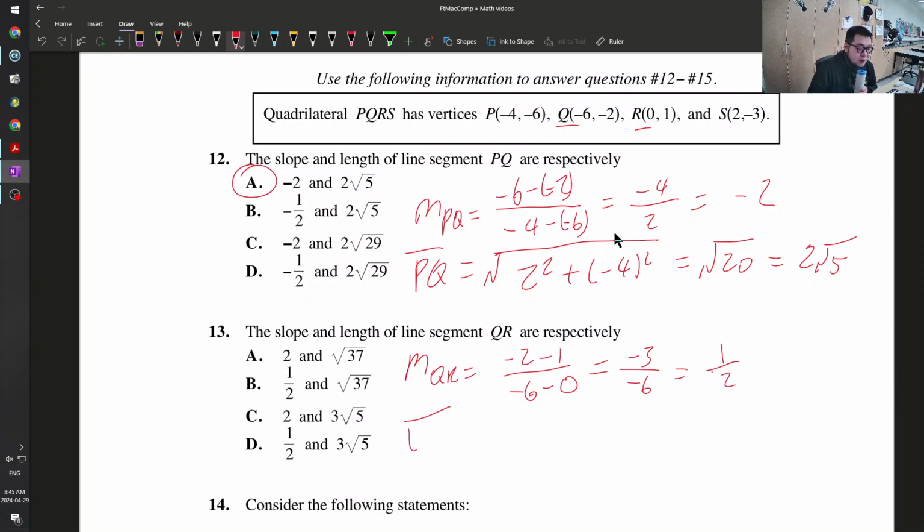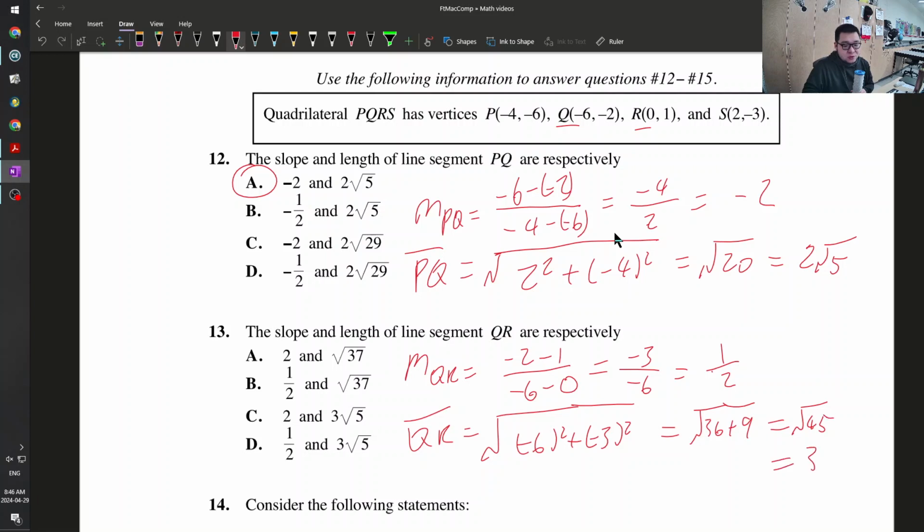Okay, line QR. And again, I'm going to be lazy. This is y2 minus y1, and then this is x2 minus x1. So I just do negative 6 squared plus negative 3 squared, which is 36 plus 9, 45, which is equal to 3 root 5. Okay, 1/2 and 3 root 5, 13 is D.